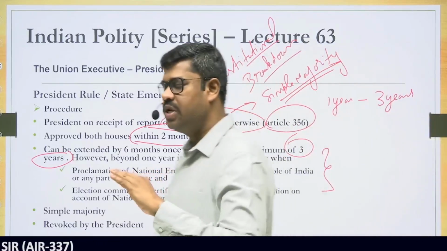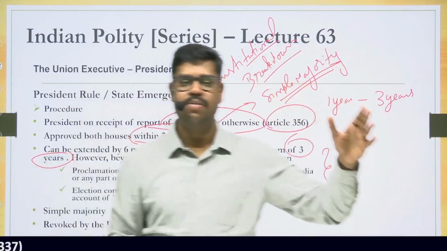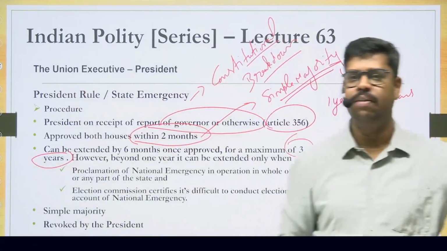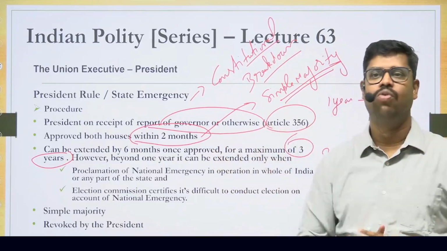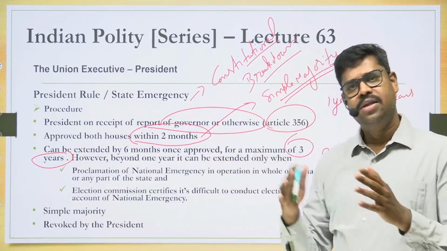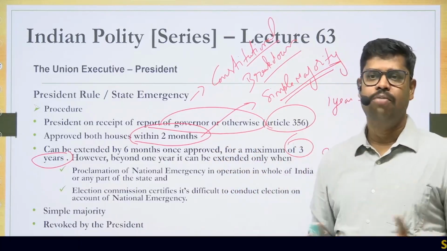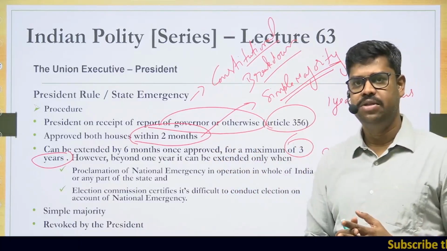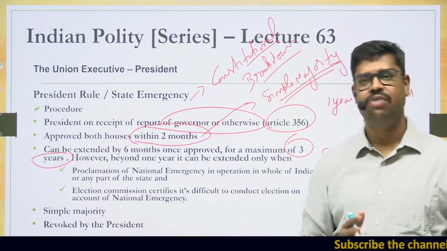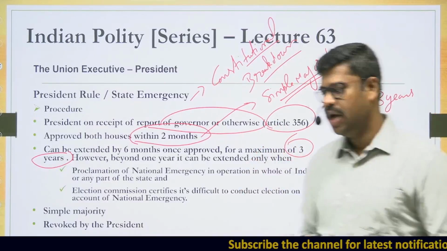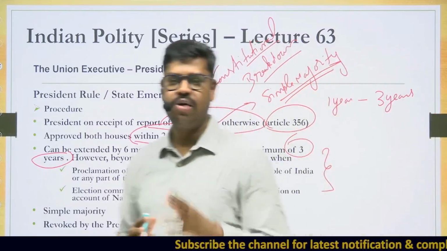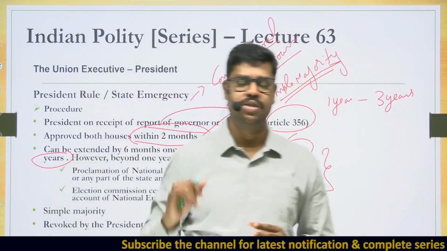So if the question comes, how long can the state emergency be imposed in a particular state, the maximum is 3 years, but subject to these conditions. Otherwise, it is normally 1 year. And the state emergency can be revoked at any point of time. So who can revoke the state emergency or President's Rule? The President can revoke it at any point of time, again based on the aid and advice of the Council of Ministers. So this is the basic understanding you should have with regard to what is called a state emergency.